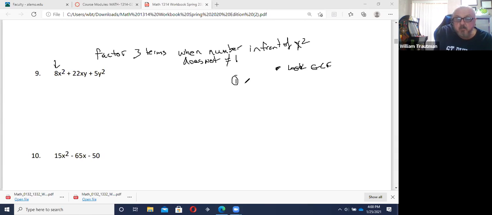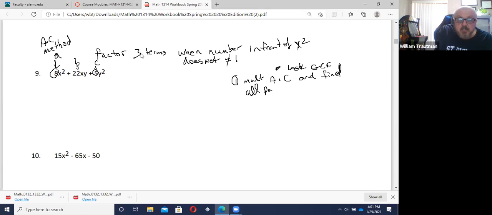So step 1. And by the way, this is also known as the AC method. Step 1, multiply A times C. If you remember, when you use the quadratic formula, this is A, this is B, and this is C. So we're going to multiply A times C and find all pairs that multiply those numbers together.